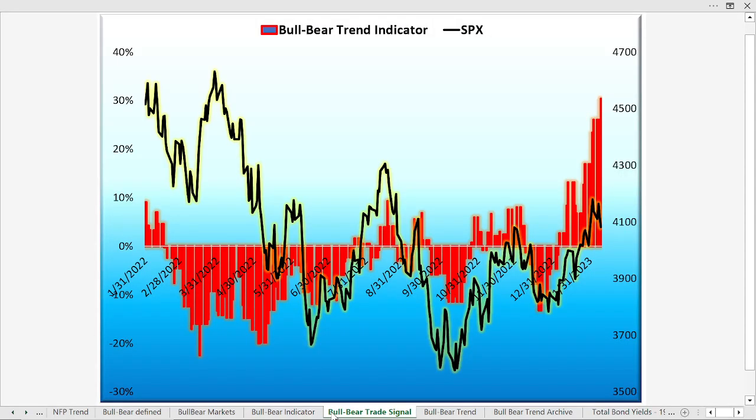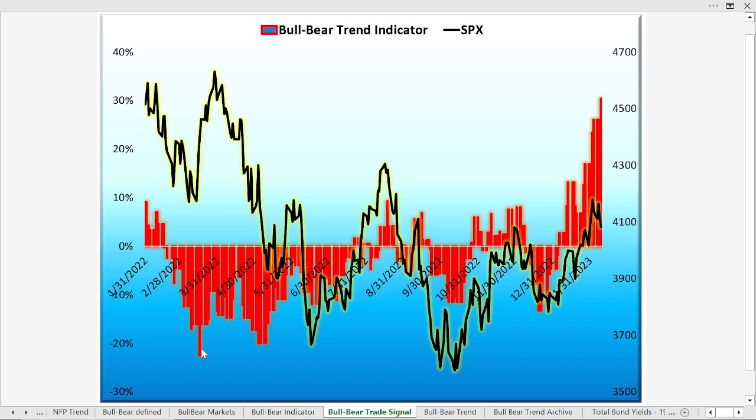Now, the black line represents the S&P 500. The red histogram bars represent the bull-bear trend indicator. And we can see that currently, although we have seen some negative days over the past week or so, the bull-bear trend indicator is actually very much near its swing highs, at least going back to January of last year. It shows us a very strong market condition.